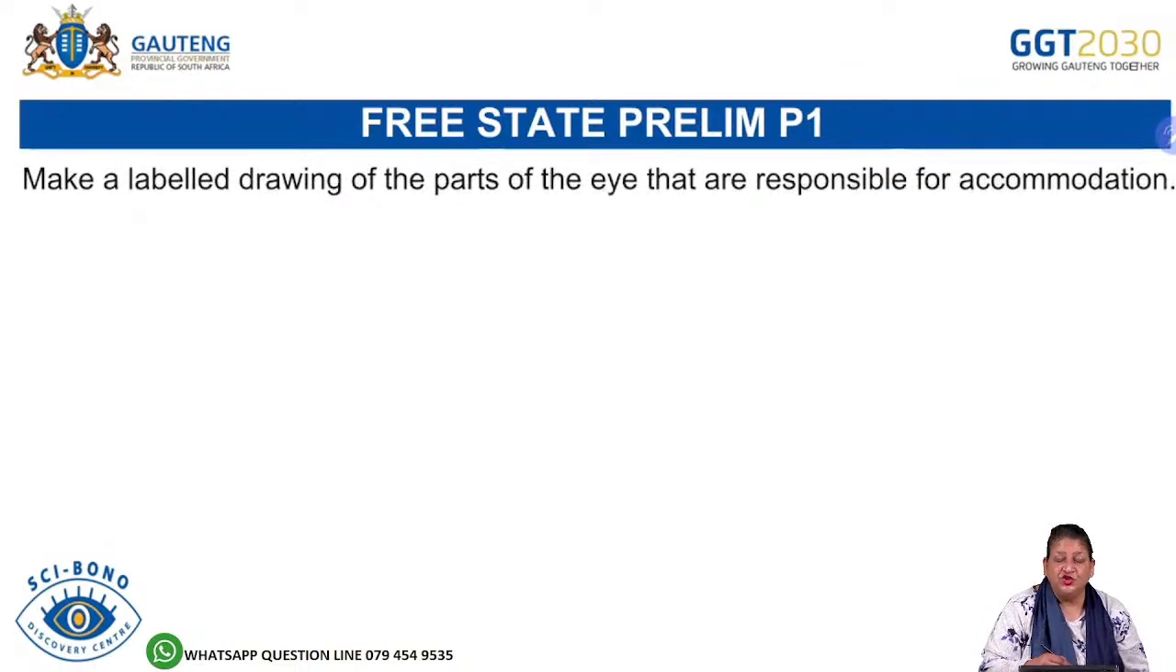Now we want to know of a drawing. Learners, they can ask you, there's definitely going to be a drawing in either paper 1 or a drawing in paper 2. So here they say, remember, a drawing is a skill. So you must have a sharp pencil. Your labels must be in pencil. The label lines must be in pencil, and your labels itself must be inked. And you must have a heading or a caption for your diagram. So make a labeled drawing of the parts of the eye that are responsible for accommodation.